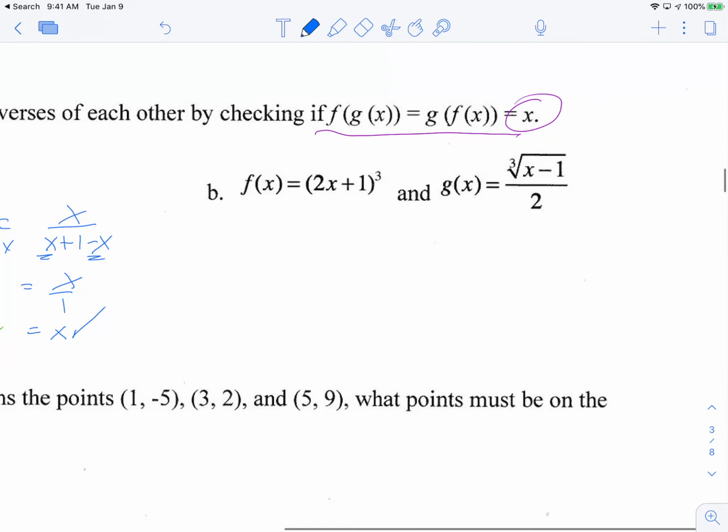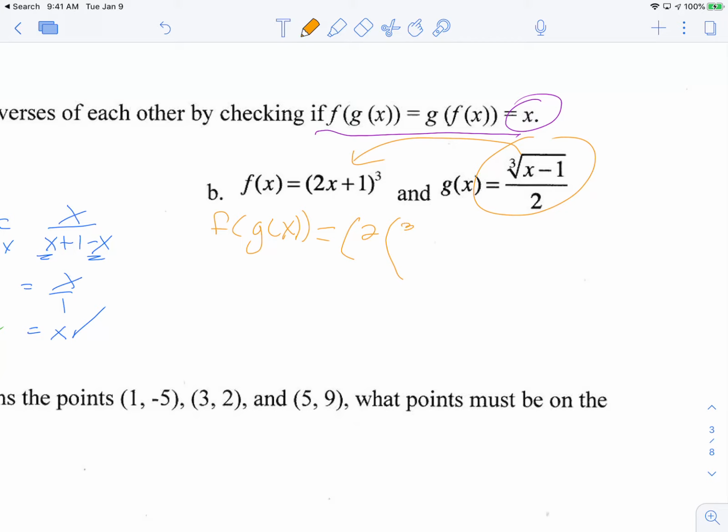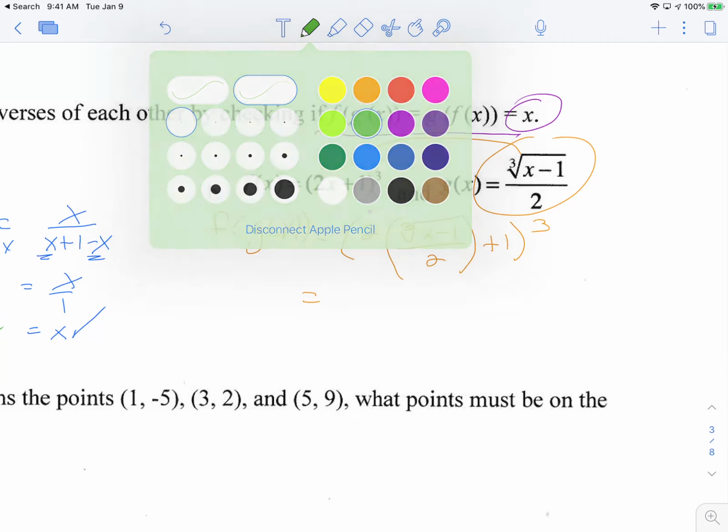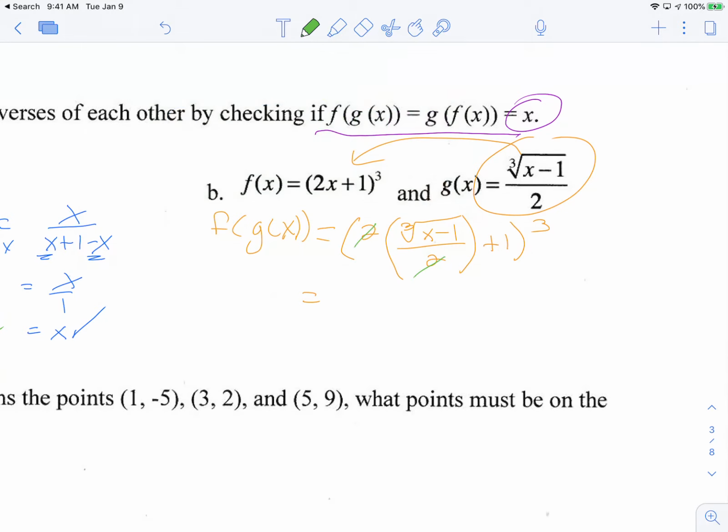Okay, so now let's check this one. And I know that usually the questions that we've asked in class, they've always turned out to be x, but you still got to check because what if it's not? So that's what we're going to find out in this case right here. So does f of g of x equal x? Well, let's find out. Take this, and we're going to substitute it in here. So this is going to be 2 times the cube root of x minus 1 all over 2 plus 1 cubed.